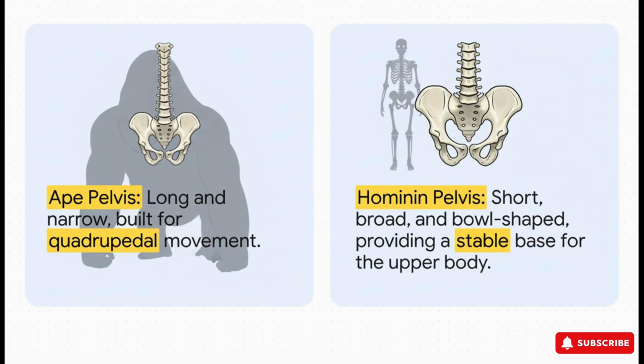And right at the body's core, the change was just as profound. The tall, narrow ape pelvis, which was built for moving on all fours, got completely reshaped. It became short, broad, and bowl-shaped. This new design provided a stable base of support for the entire upper body, and it repositioned the powerful gluteal muscles to stabilize the torso while striding, instead of just pulling the leg backward.